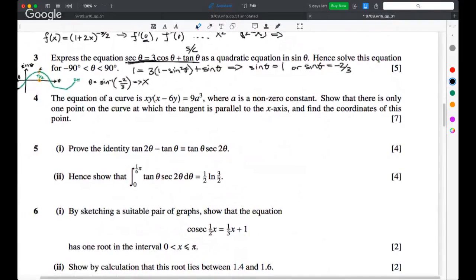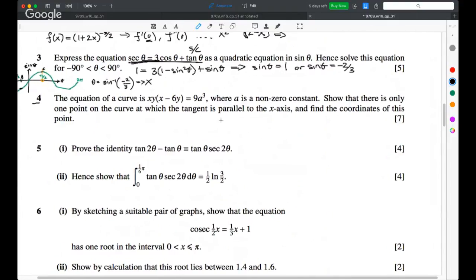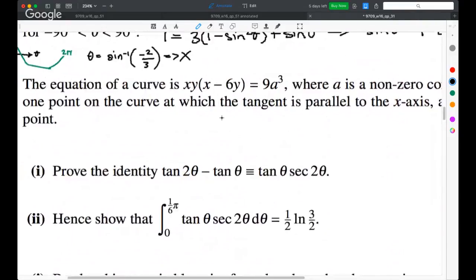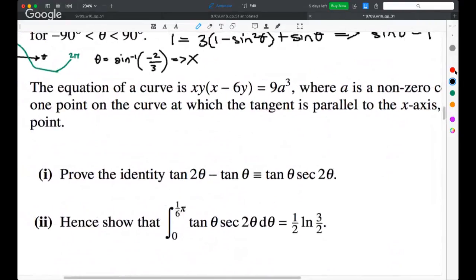Okay, so this is just differentiation for number 4. So we've got this equation for a curve, and basically they're asking us to implicitly differentiate. Or another way you can think of it is you take the equation and you differentiate everything with respect to x.